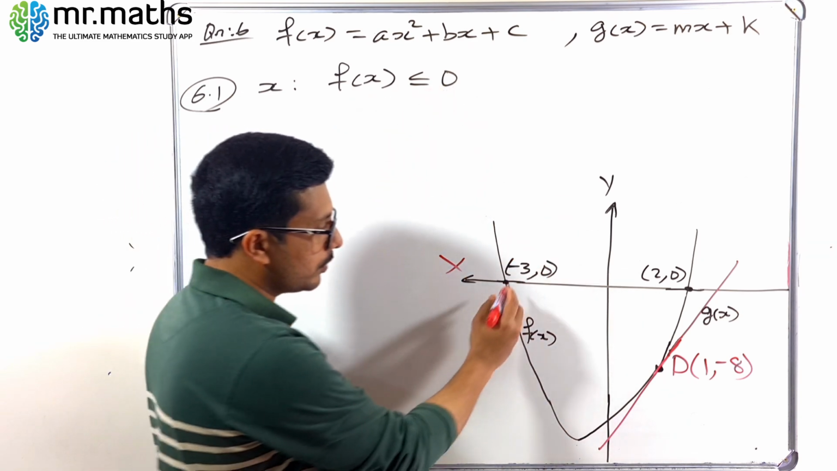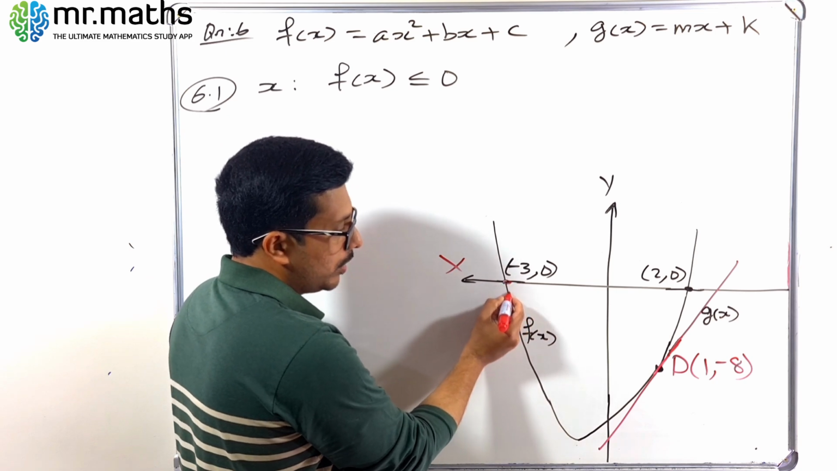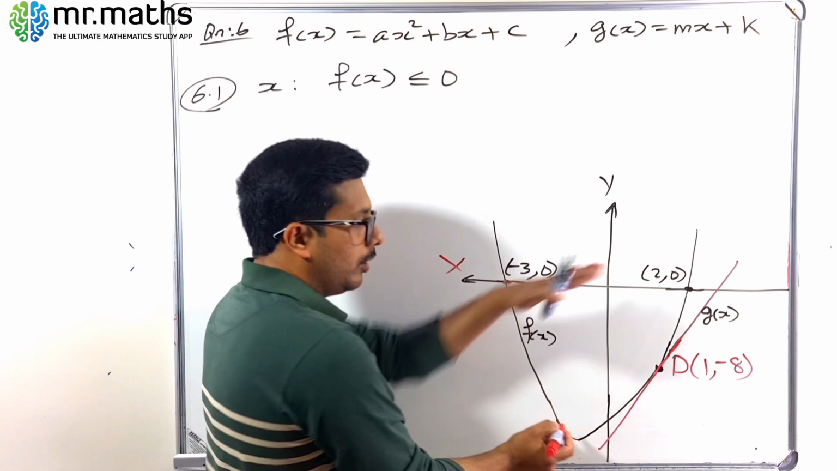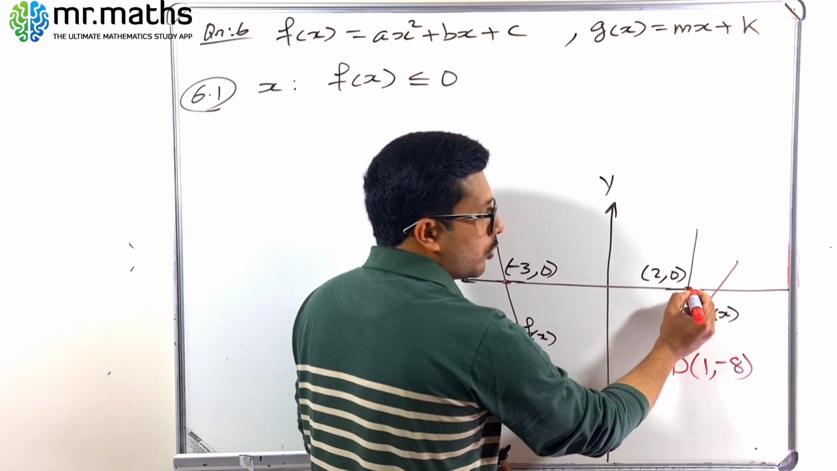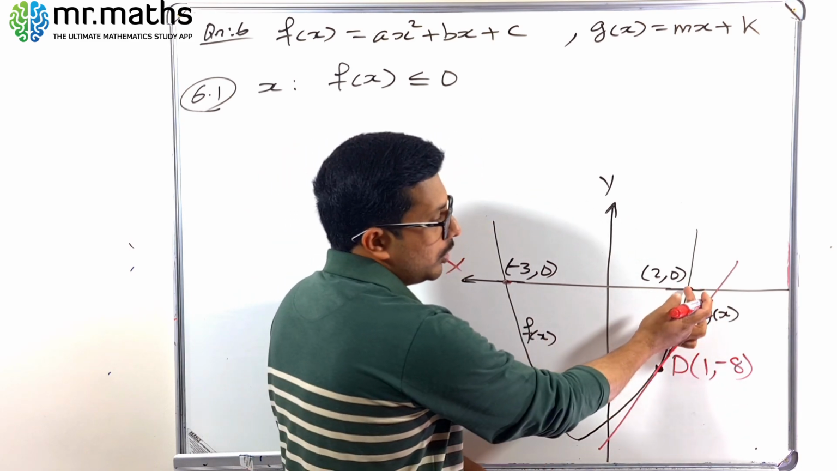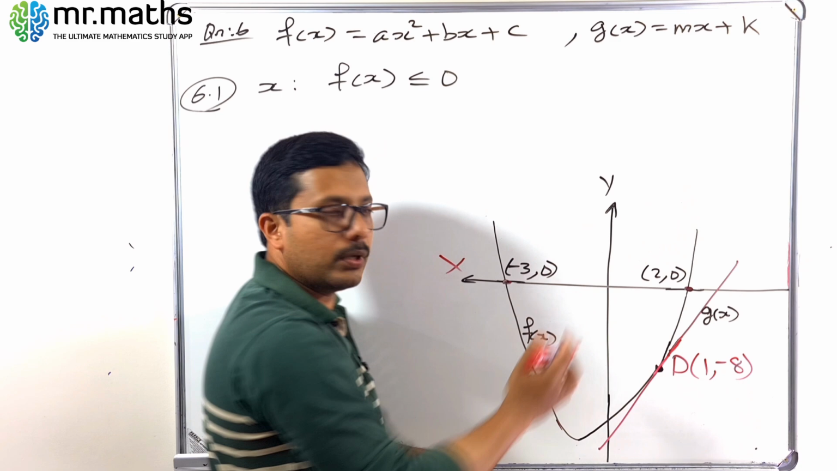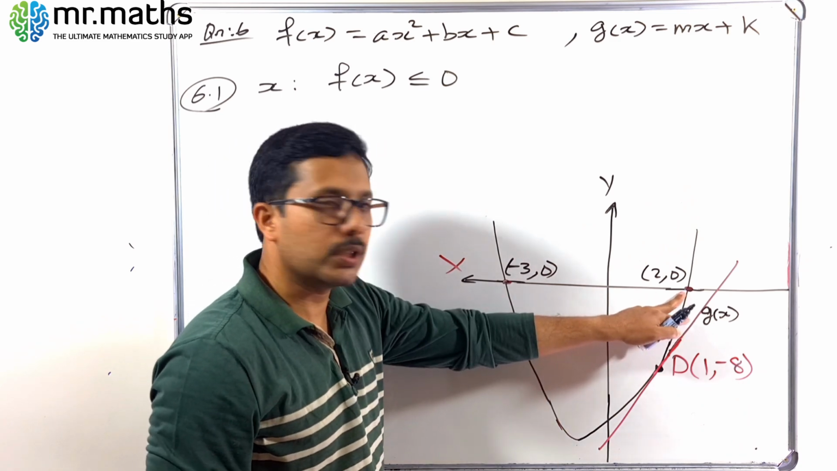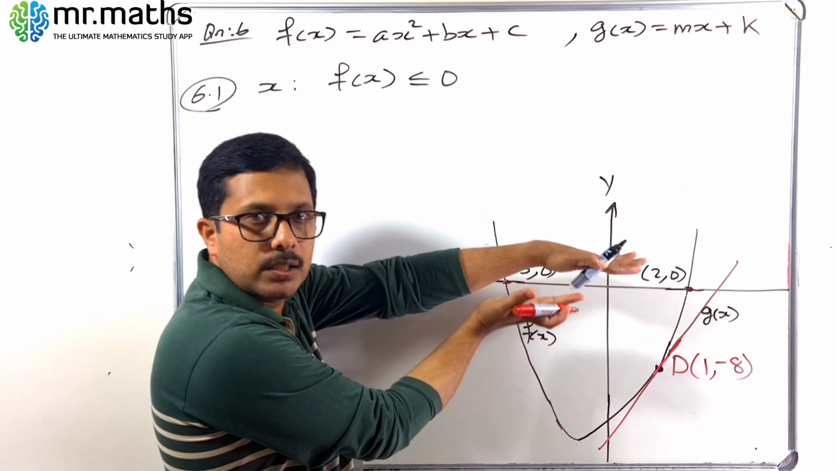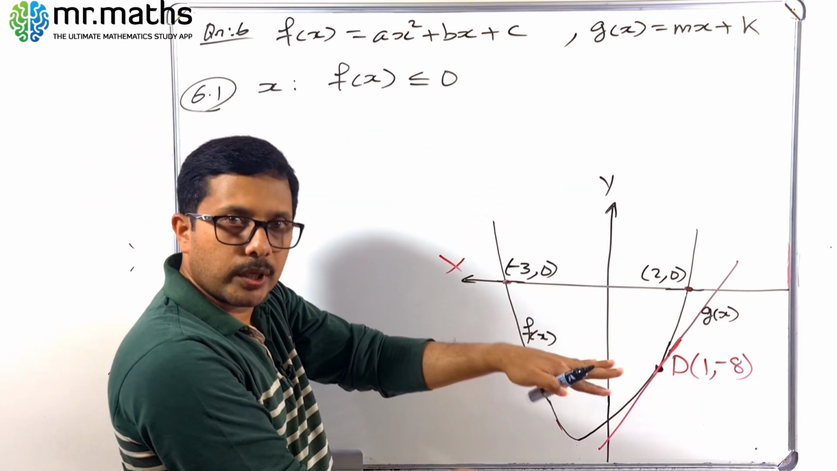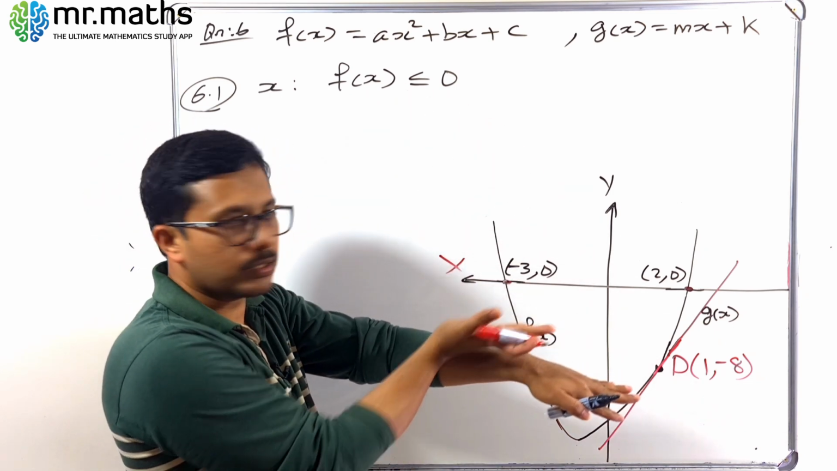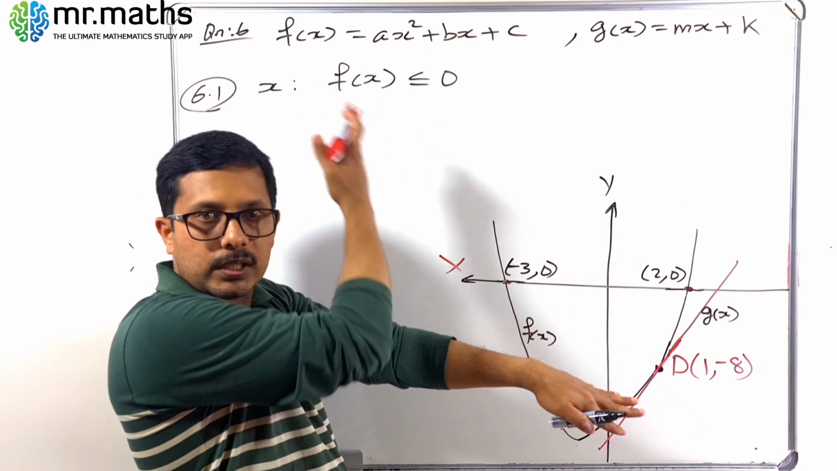Below the x-axis is from this -3. You can see that it is below this x-axis, up to where? Up to this +2. After +2, it is above the x-axis. So from -3 to +2, f of x is below the x-axis. f of x less than or equal to 0 means below the x-axis. In case f of x is greater than or equal to 0, you have to check above the x-axis.